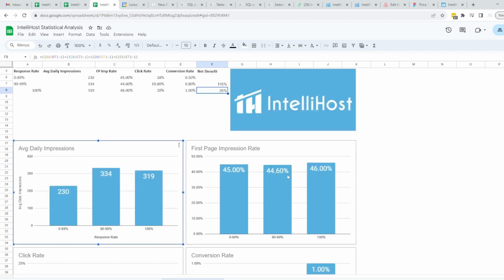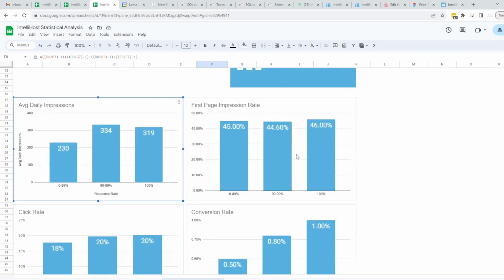First page impression rate, surprising. This is telling us how well you're ranking in search. There's not a significant difference here. So even if you go from really poor response rate to 100% response rate, you pretty much get the same amount of rank. So it's not driving rank.